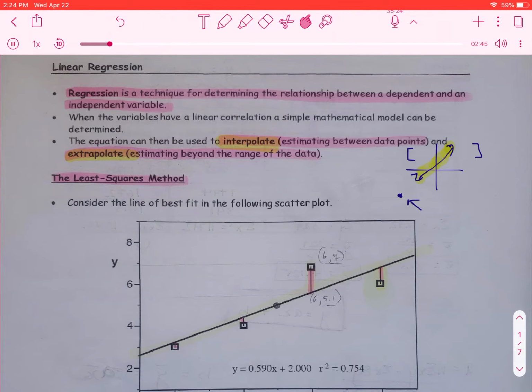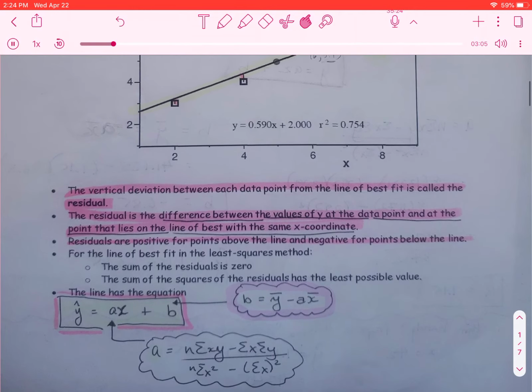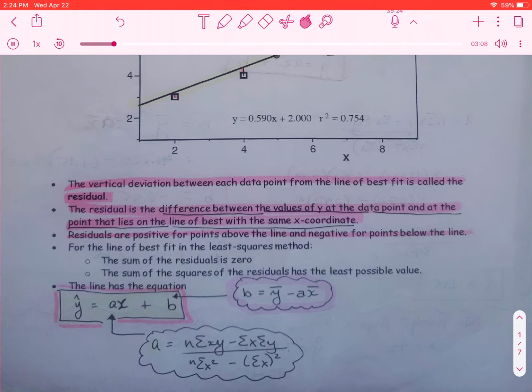So there's this method called the least squares method, and it has a line of best fit that you are considering here. Okay, and what's important about today's lesson is this idea of a residual. So the vertical deviation between each data point from the line of best fit is called the residual. So it's actually using a method that we can calculate the difference between the y at the data point and at the point that lies on the line of best fit with that same coordinate.